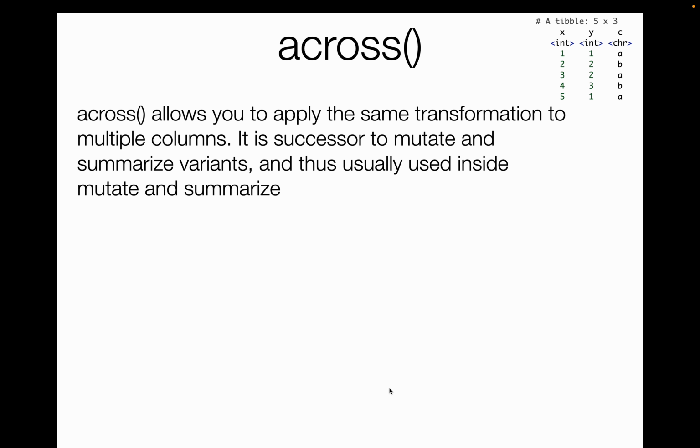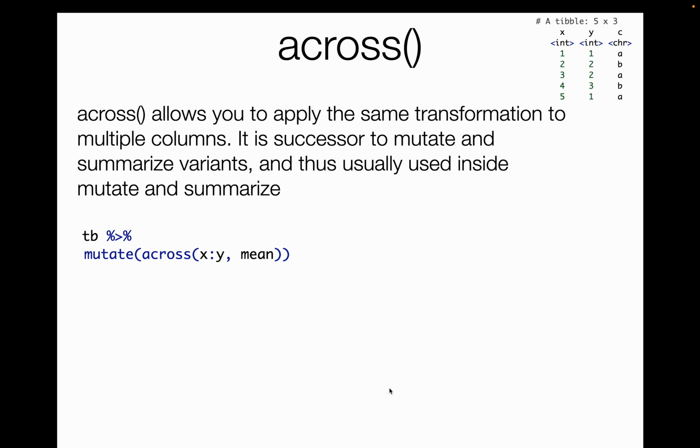So across allows you to apply the same transformation to multiple columns. So it's the successor to mutate and summarize variants, and thus is usually used inside mutate and summarize. Okay, so what does that mean? How does that work? Okay, so before, here I have the tibble. It's piped into mutate, so the first argument is mutate, and then it takes, remember, the ellipsis, the triple dots.